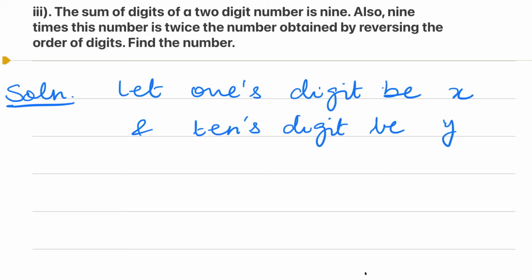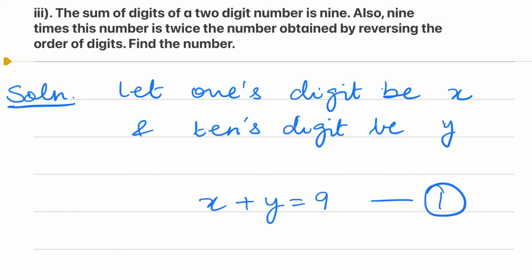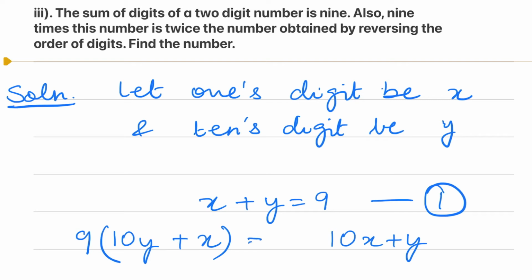Okay, so first equation, the sum of digits is 9. So we can say x plus y is equal to 9. So that's the first equation. Second equation, we have 9 times the number. So original number will be 10 into tens digit plus ones digit, and the reversed number will be 10x plus y. Digits have been reversed. Now it says 9 times the number is twice the number obtained by reversing the order of digits.